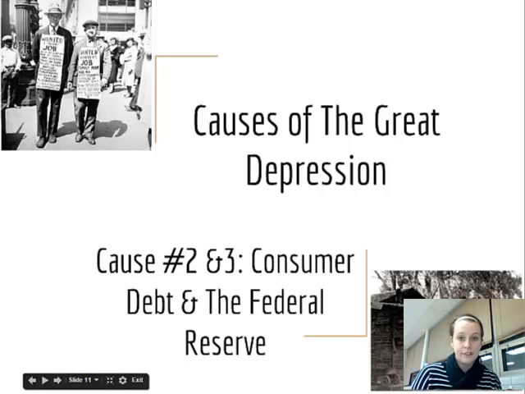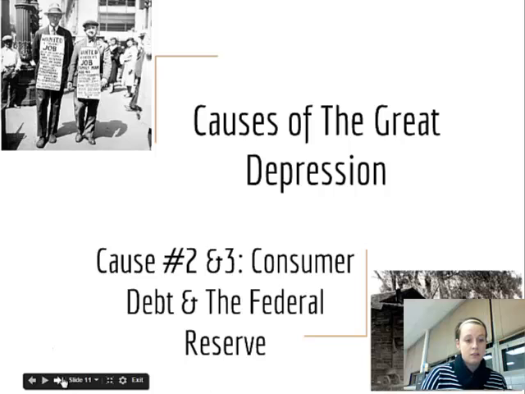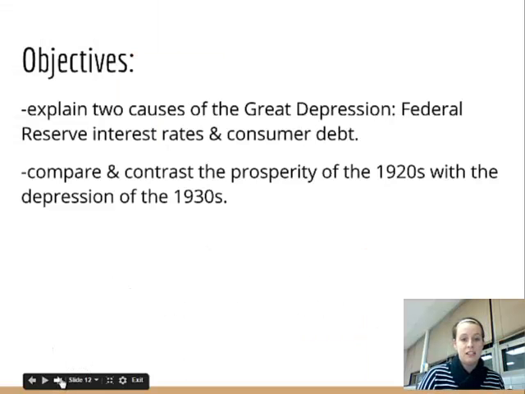Hi, we're about to discuss the second and third causes of the Great Depression. Remember, the Great Depression is not only caused by the stock market crash, speculation, and buying on margin. There are also additional factors that lead to the Great Depression, and we're going to discuss those too. The second and third causes are consumer debt and the Federal Reserve.